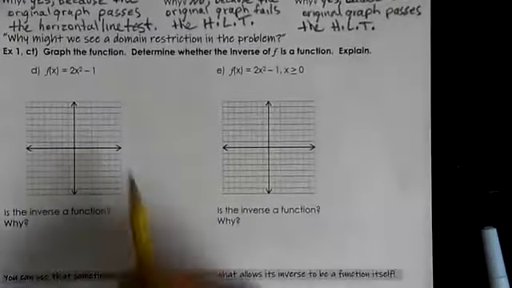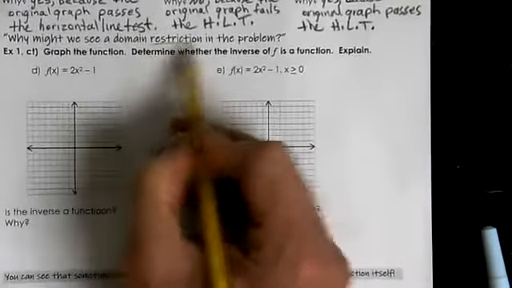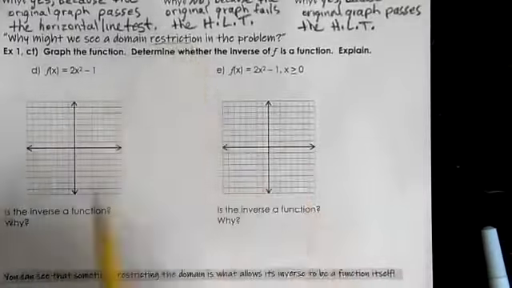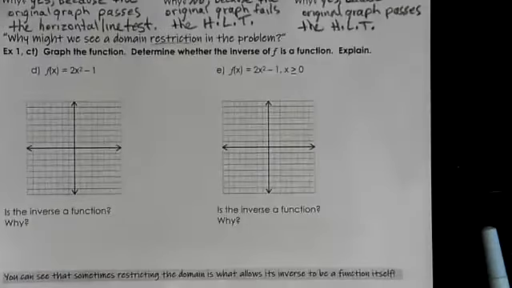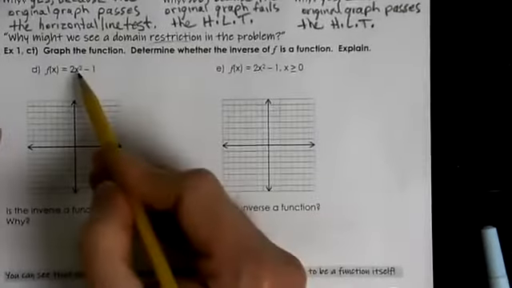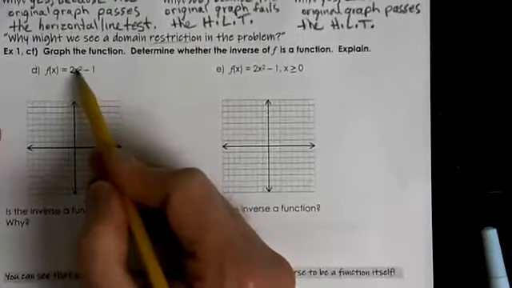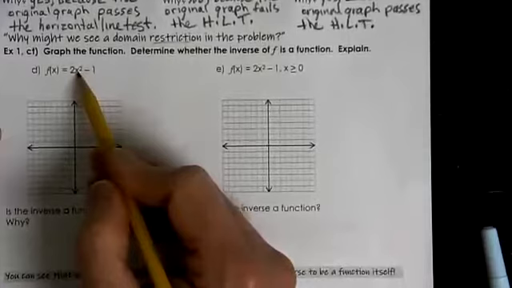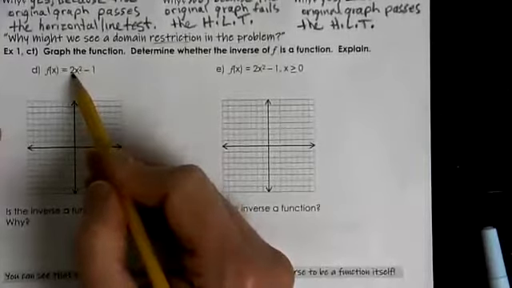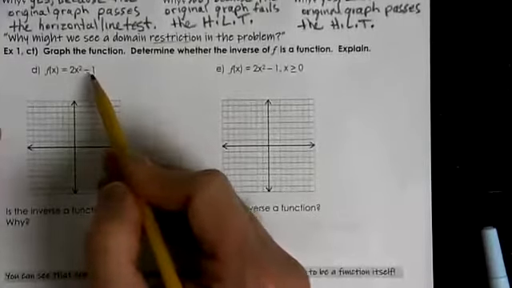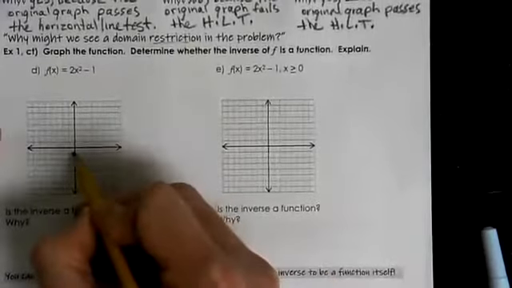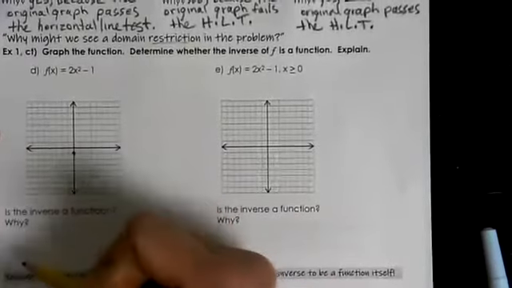Now we're going to talk about restricting the domain, looking at only certain parts of the graph, not the entire graph. If we look here and try to graph this out, we know we're going to have a parabola, which is a U shape. It's going to have a vertical stretch, and it's going to be translated down 1.